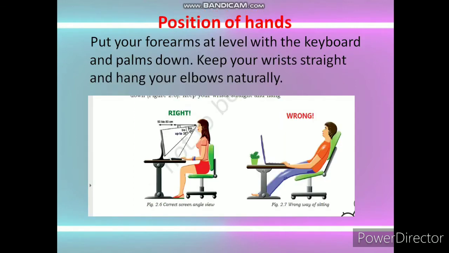Next is position of hands. You can see in the picture the right position and the wrong one. Put your forearms at level with the keyboard and palms down. Keep your wrist straight and hang your elbows naturally.